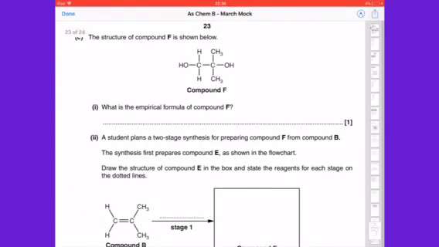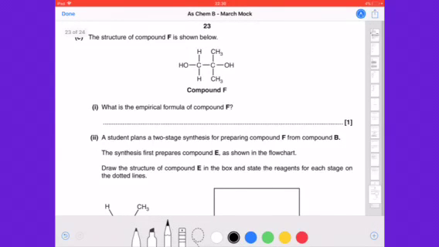Empirical formula here, well, if you have a look and see if you can calculate the molecular formula, it comes out as C4H10O2. And as you know, that can be simplified down, and so your empirical formula becomes C2H5O.